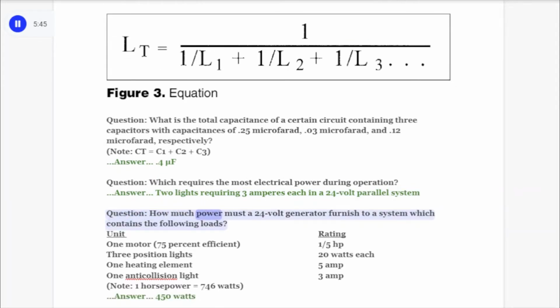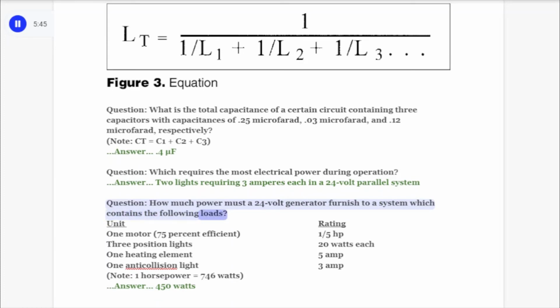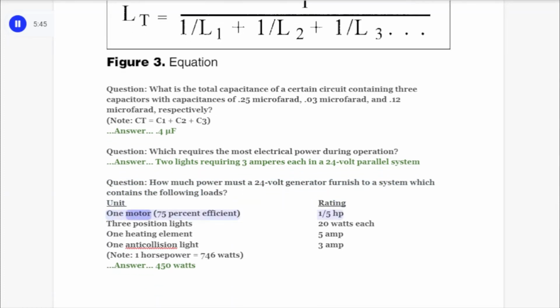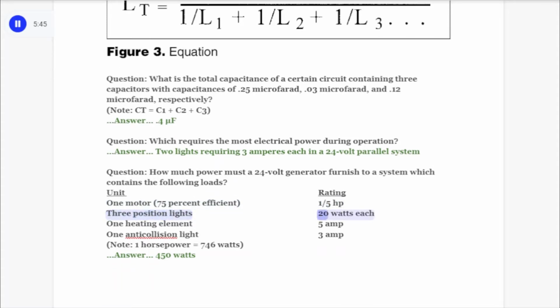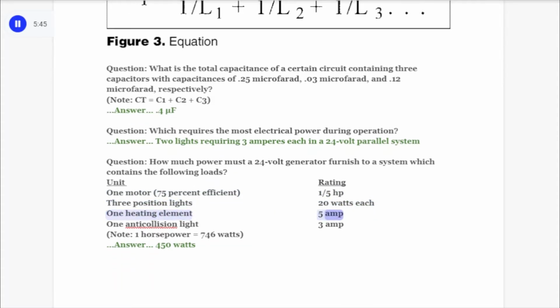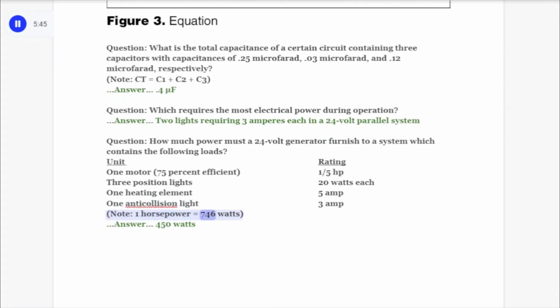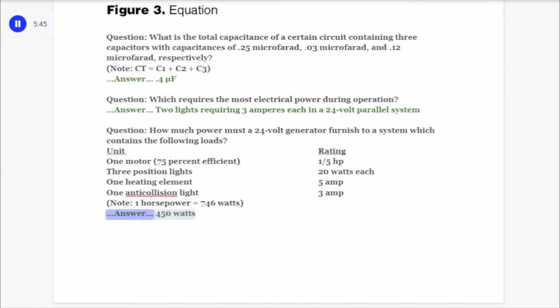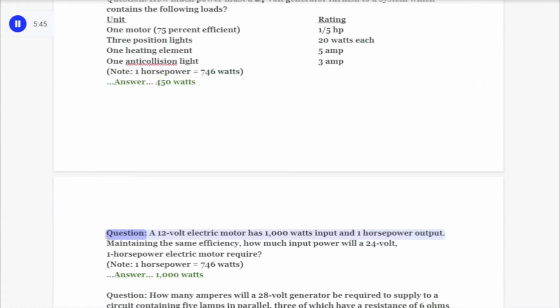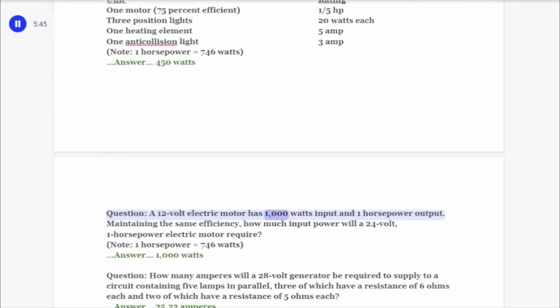Question. How much power must a 24-volt generator furnish to a system which contains the following loads? Unit rating. 1 motor, 75% efficient, 1/5 of a horsepower. 3 position lights, 20 watts each. 1 heating element, 5 amp. 1 anti-collision light, 3 amp. Note, 1 horsepower equals 746 watts. Answer. 450 watts.